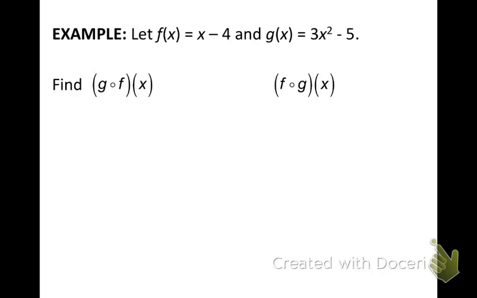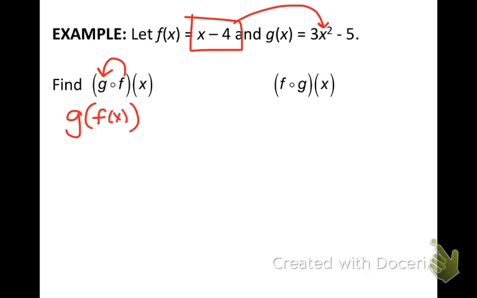So we'll do g of f first. That means I'm putting my f function into the x in my g function. So I'm literally going to take my f function and put it in place of the x in my g function. Or if you want to write it out this way, g of f of x. So wherever I see an x in my g function, I'm going to put x minus 4. So 3, now I've hit the x, I'm going to put in an x minus 4, squared, minus 5.